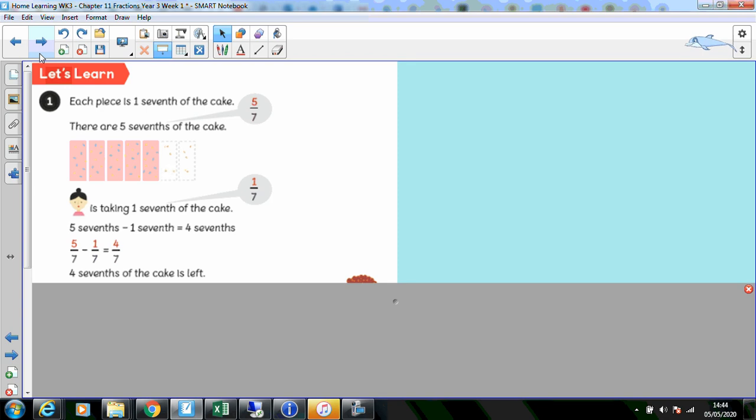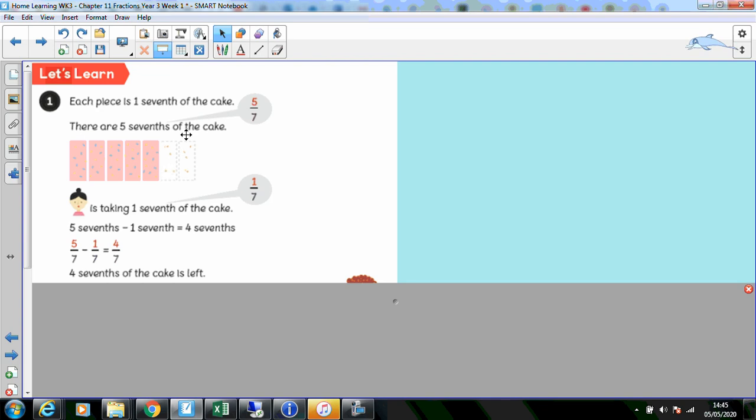Looking at the Let's Learn. Okay, here's our cake. And it says each piece is 1/7 of the cake. And we work that out by counting the number of equal parts. There is 1, 2, 3, 4, 5, 6, 7 equal parts to this cake. So each piece is 1/7 of the cake.